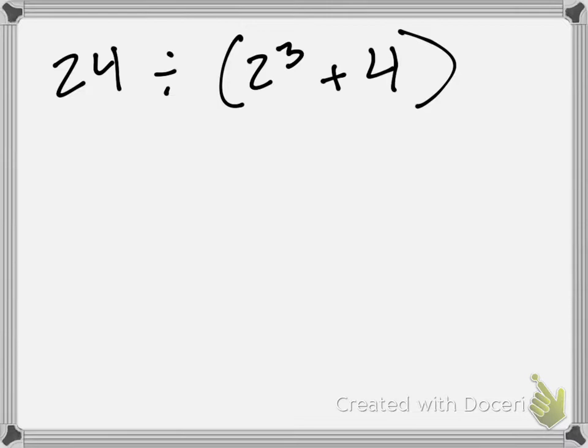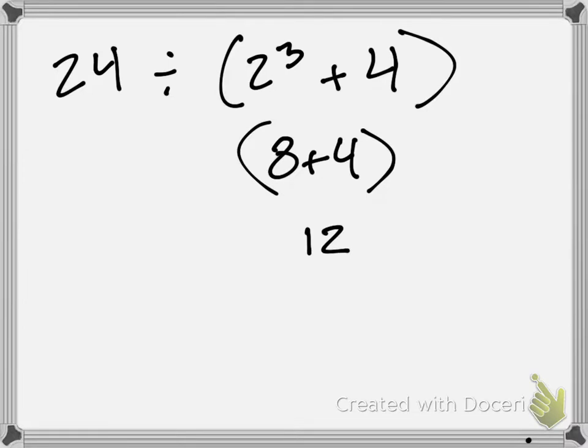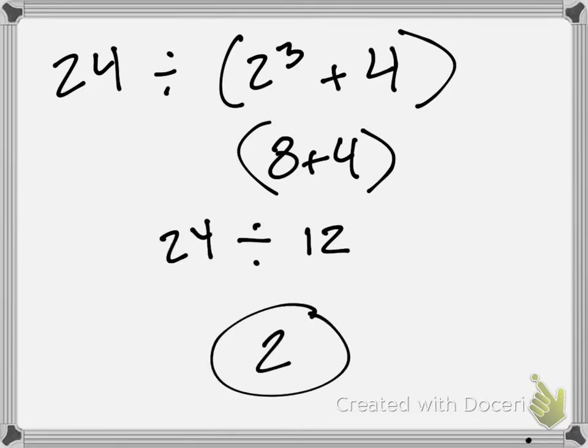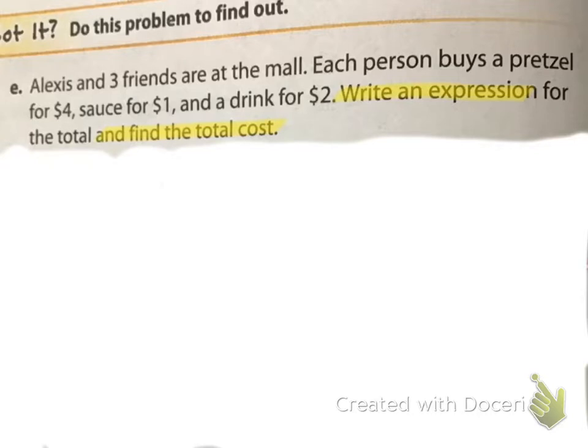For this one, we do the parentheses. Who can tell me what 2 cubed is? What's 2 cubed, Kylie? 8. So we get 8 plus 4 in our parentheses. That is 12. 24 divided by 12 is 2. Excellent.